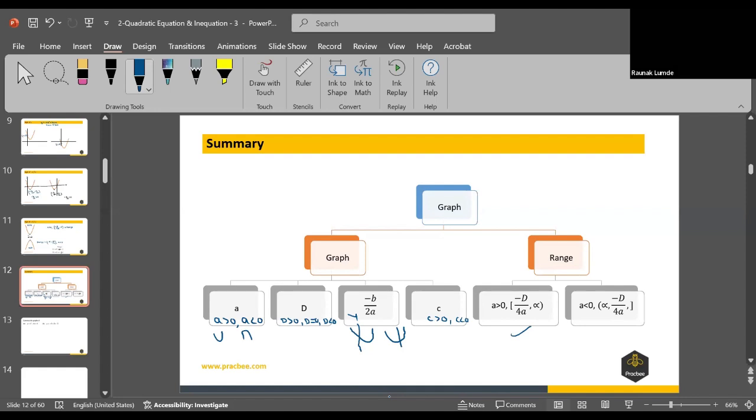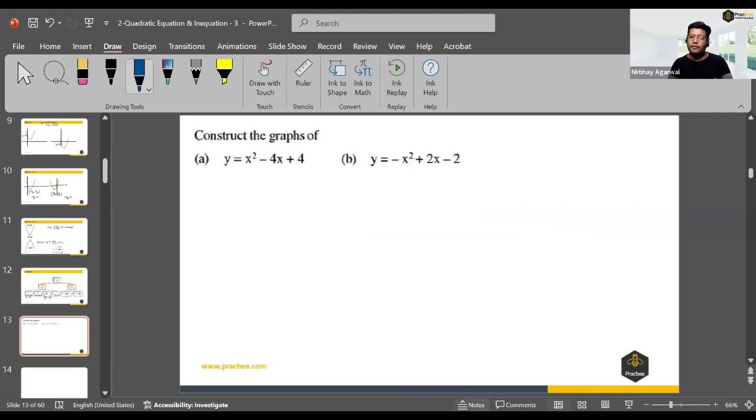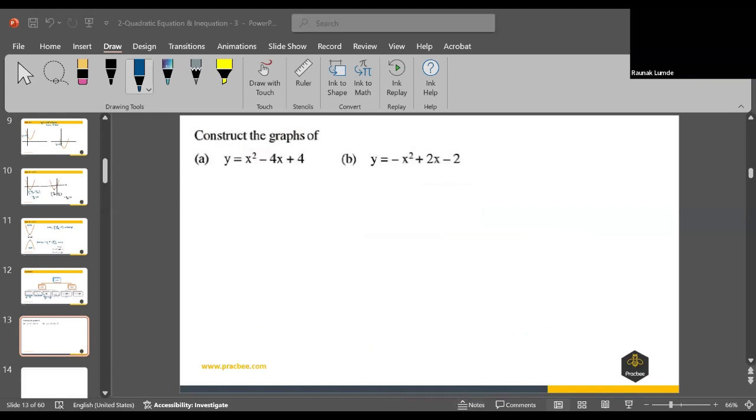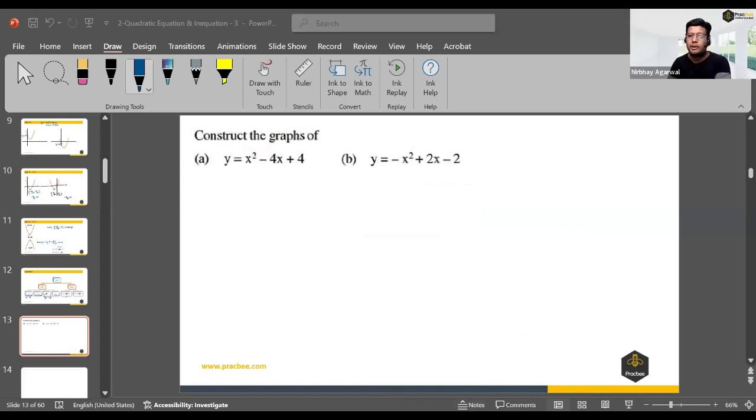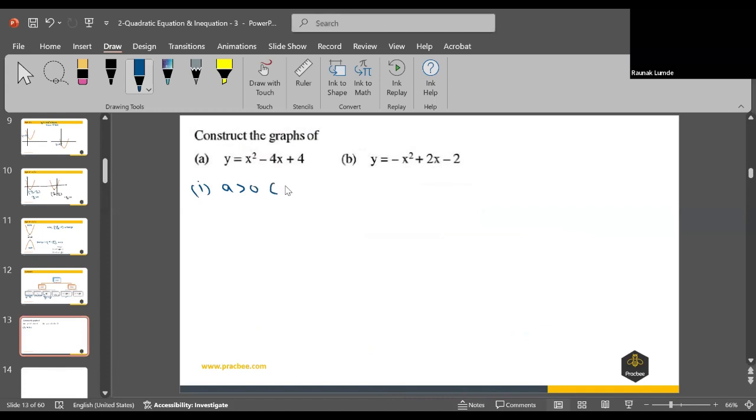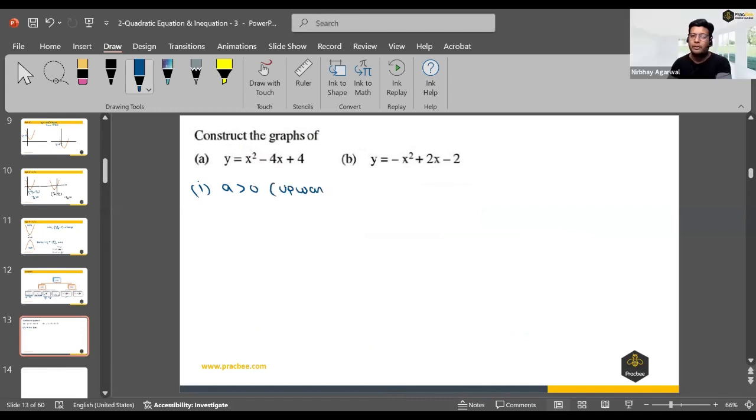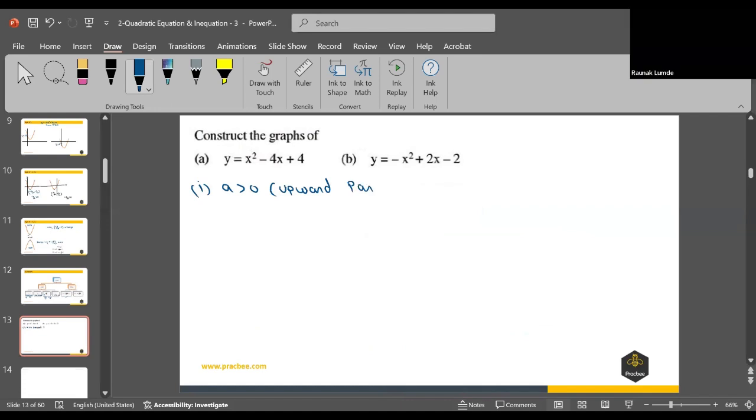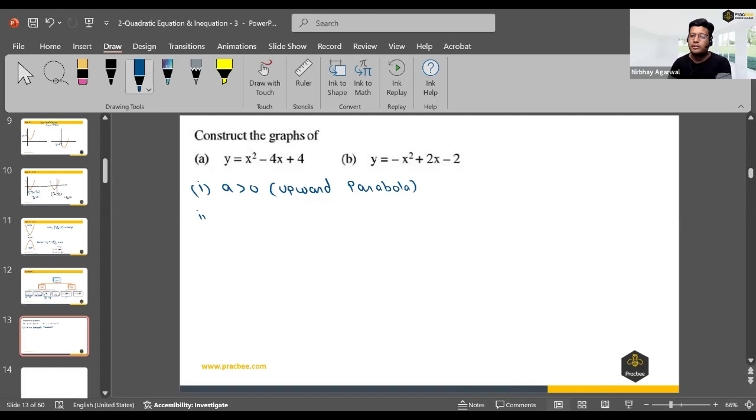Okay. Now let's make the graph. Let's do how to draw the graph. I will be writing some conditions. Observe here, what should be the first condition? A is greater than 0. It means it will be an upward parabola. Correct, this is our first condition.